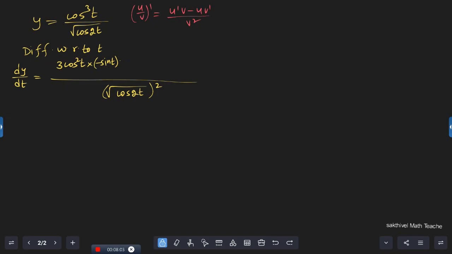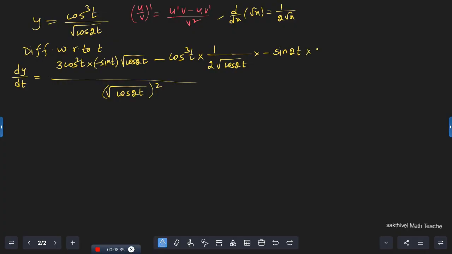After differentiating u, we have to write v there. So v is square root of cos 2t. Minus u v dash. U means cos cube, into v dash; the denominator you have to differentiate. We know that the derivative of root x is 1 divided by 2 root x. Same thing, so 1 by 2 into square root of cos 2t. Inside, cos 2t when you differentiate gives minus sin 2t, multiplied by the derivative of 2t, which is 2 into 1. That's it. So this is our y derivative. In the same manner, the 2 cancels.